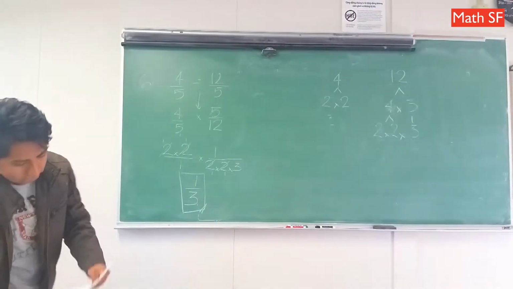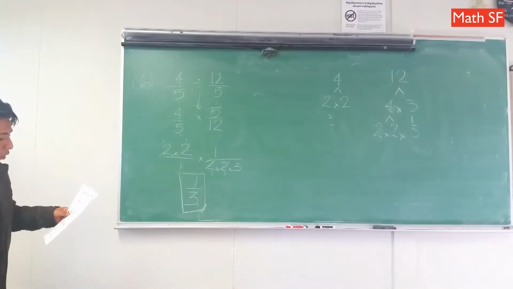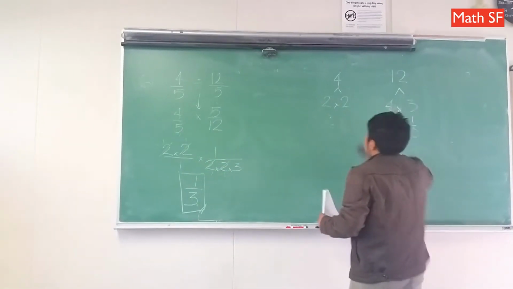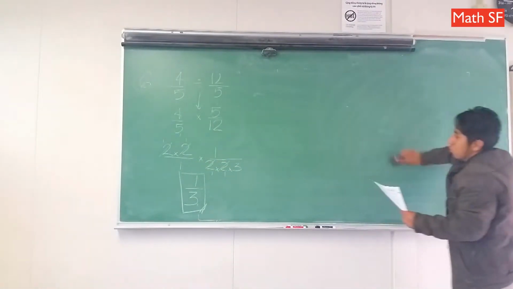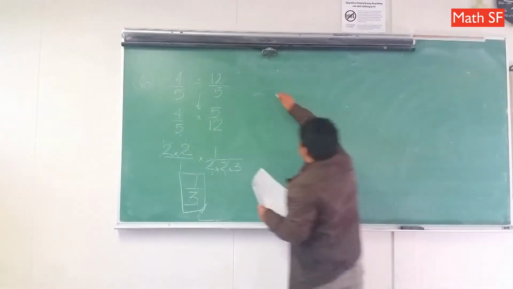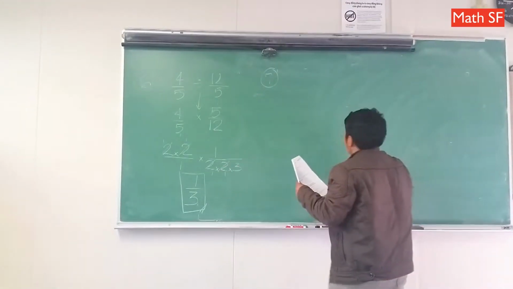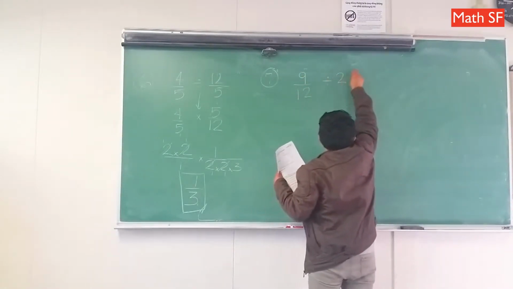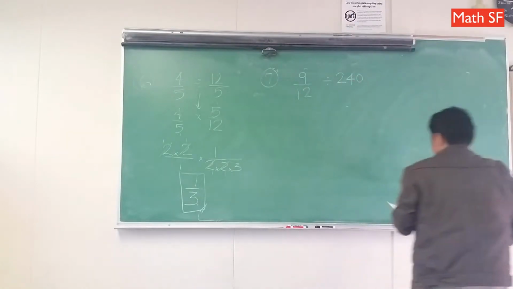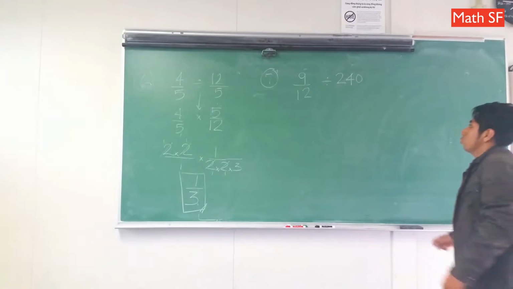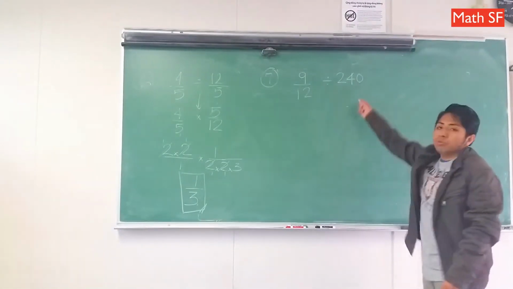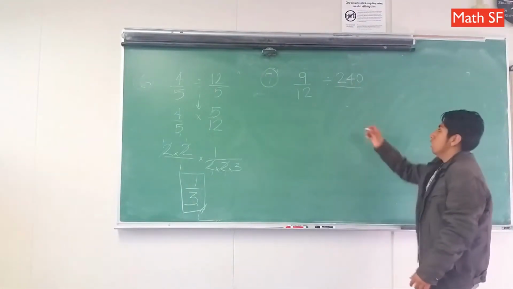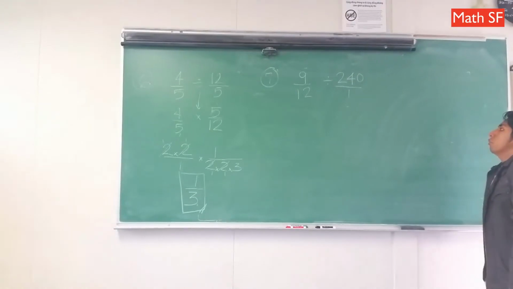Problem number 7. You have to divide 9/12 divided by 240. I will do this in this side of the board. Number 7. We want you to have 9/12 divided by 240. The first step is to check if these two are fractions. Well, this is a fraction, but this 240 is not a fraction. So I must make that a fraction. To make this whole number a fraction, I just need to put a 1 underneath.